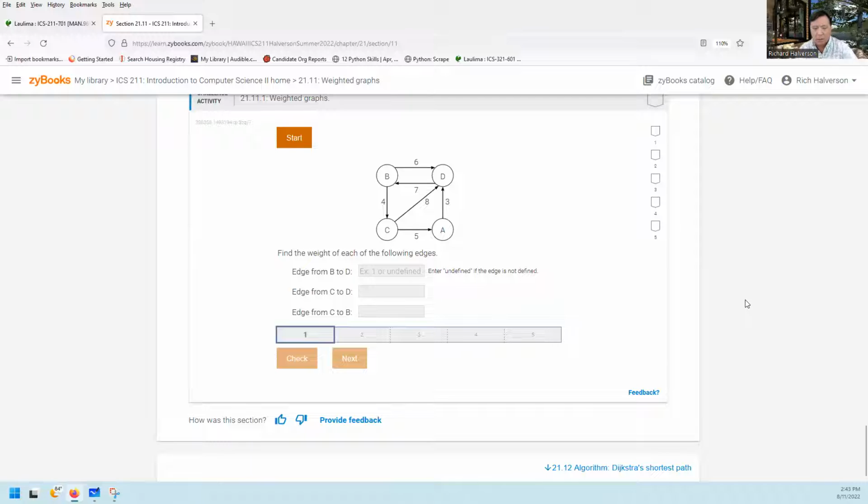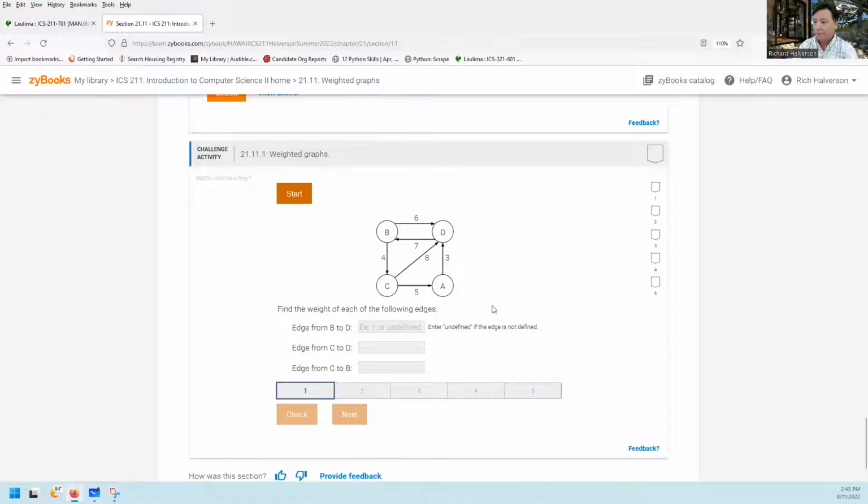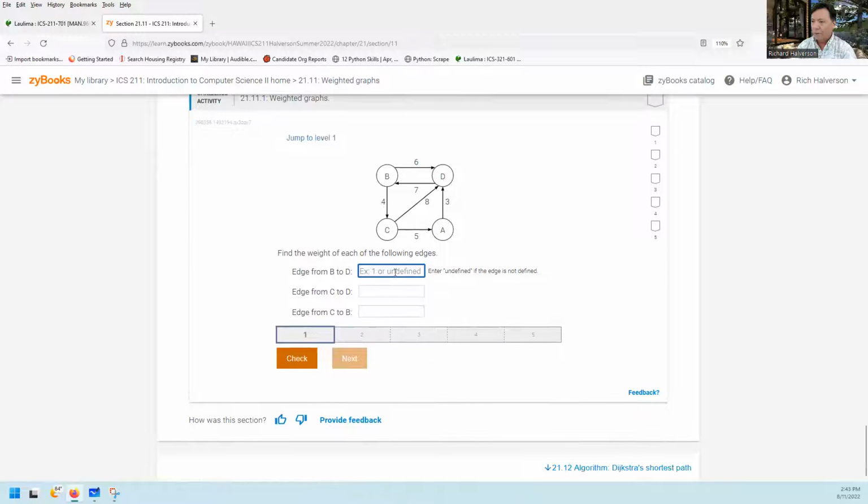Let's do the challenge exercise. It's a challenge activity here. Find the weight of each of the following edges. B to D, well, I would say that is 6. From C to D is 8. And from C to B is undefined. There's no edge from C to B. There's an edge from B to C, but not C to B. So this would be undefined.